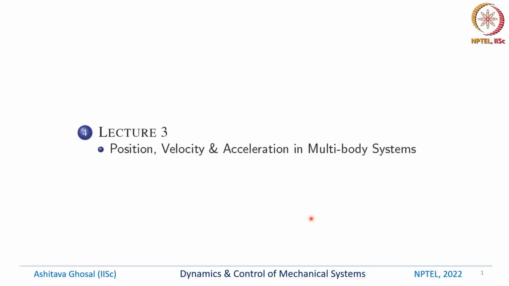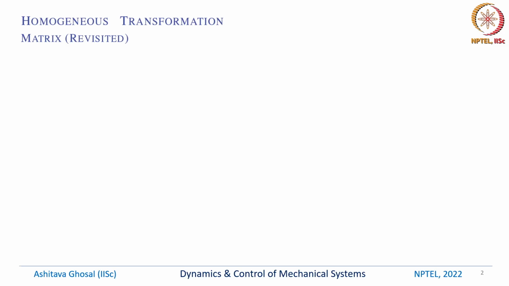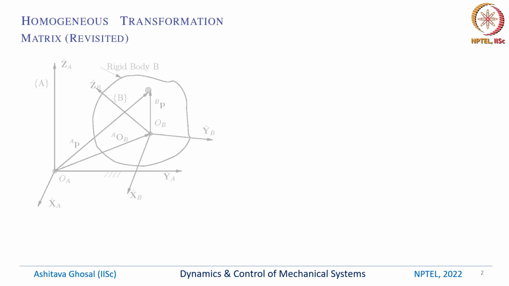So in the next lecture, we will look at position, velocity and acceleration in multi-body systems. Before we go to mechanical systems with several rigid bodies, let us recapitulate how we can represent the translation and orientation of a rigid body using homogeneous transformation matrices.